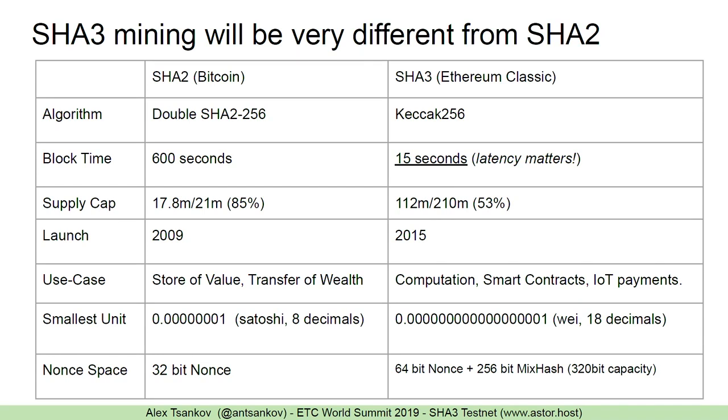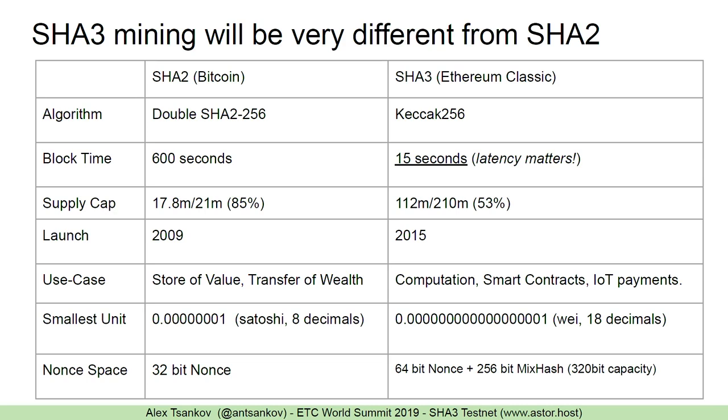So that isn't that big of a difference for Bitcoin because you've got such long block times. But for Ethereum Classic, it's actually going to change things a lot. And I think that it's going to mean that latency all of a sudden matters a lot more. You can see the supply cap. So Ethereum Classic has far less of it that's been mined. It has a cap of 210 million, and we're only less than halfway. We're around halfway there. And then you can see some of the smallest units.